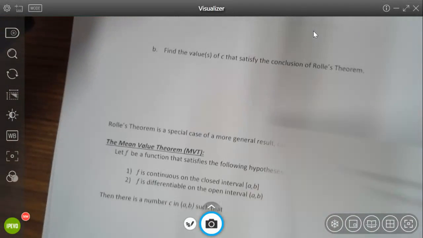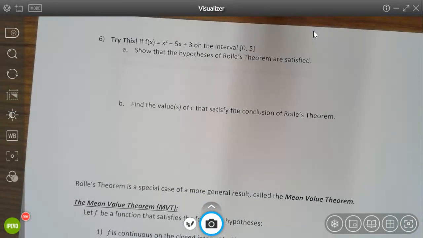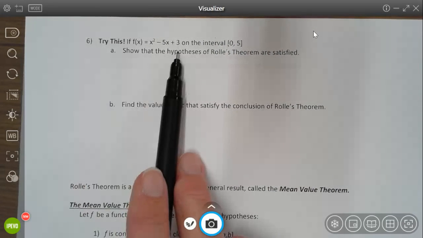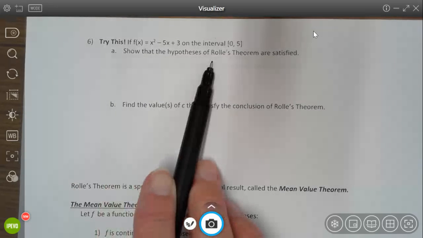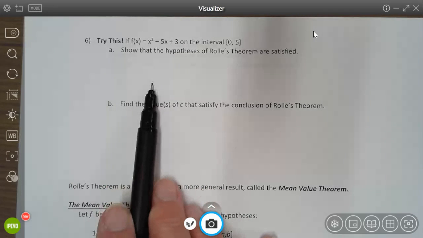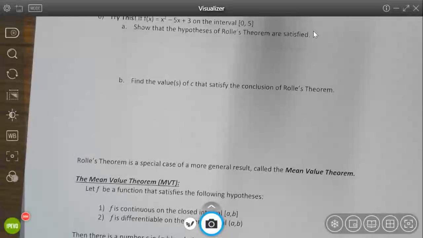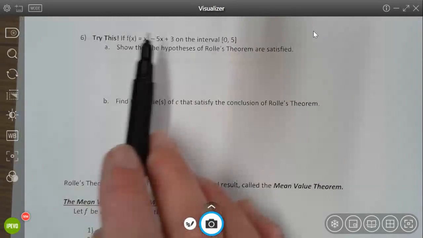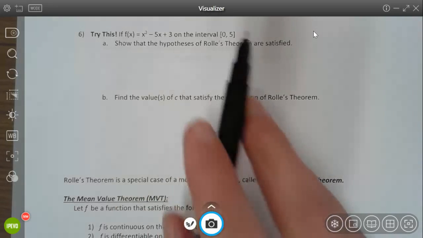All right. And I'll have you guys try this next one. So that's kind of similar to the first example that we went through together. So if you want to go ahead and try this on your own, I'll post the solution to this in my notes answer key. So you can show that your hypotheses of Rolle's theorem are satisfied. So again, the continuity, differentiability, and f of a is equal to f of b. And then you can go ahead and find the values of c that are going to tell you exactly where this tangent line would be horizontal on this interval from 0 to 5.